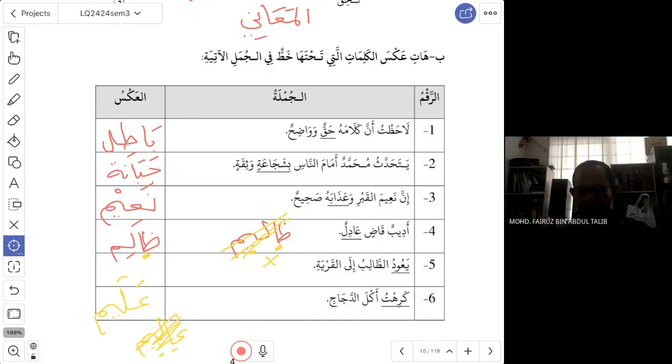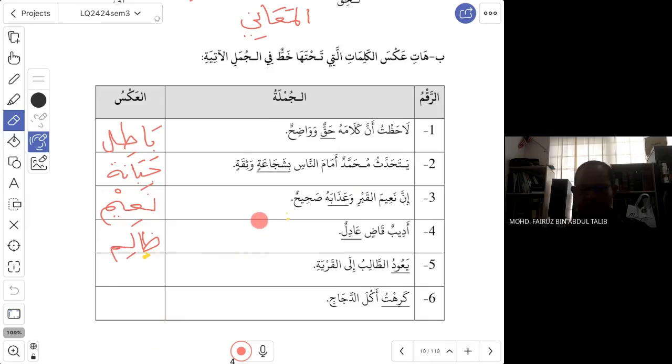Number five: ya'udu talibu ila al-qarya. Ya'udu, return. The student returns to the qarya, to the village. So what is the opposite? Return. Anyone? Go. Zahaba. Zahaba, okay, good.